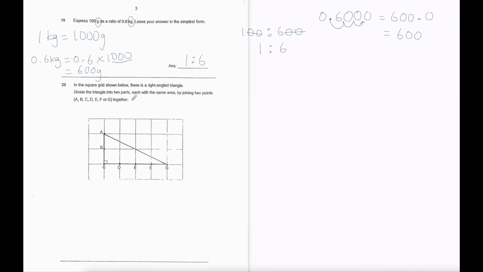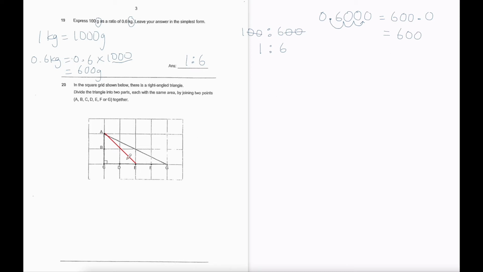In the square grid shown below, there is a right-angled triangle, you can see that. Divide the triangle into 2 parts, each with the same area, by joining 2 points. So our right-angled triangle is here. And I'm going to show you how we can do this question without too much effort. One way we can divide it into 2 equal parts is just to go to the top, which is A. A is our top, correct? And then we just slide down to E. And the reason why we do that, I'm going to show it to you here.